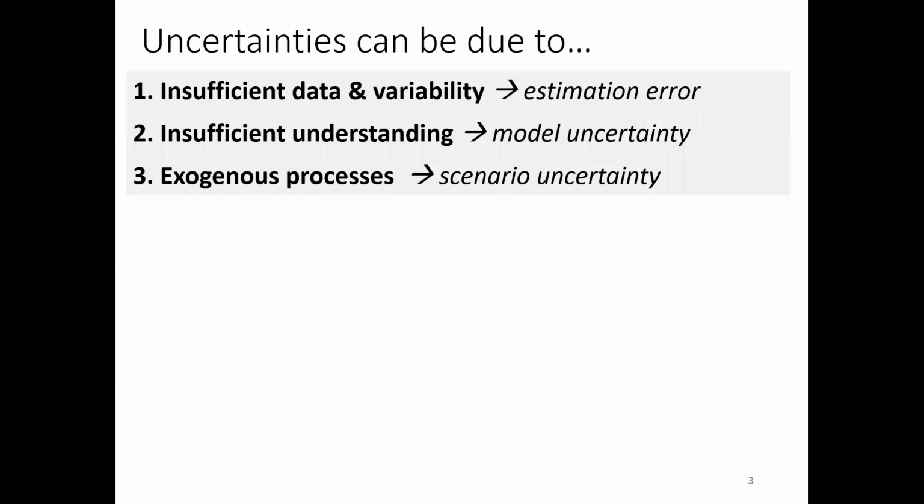And these uncertainties can come in various forms, including uncertainty in our ability to estimate the parameters for a particular forecasting model, uncertainty due to the fundamental structure of our forecasting model, and finally, uncertainty regarding processes that are beyond the scope of our forecasting model.